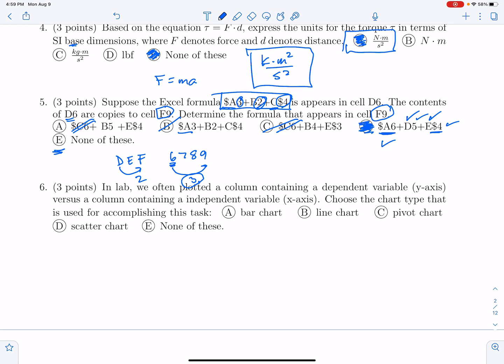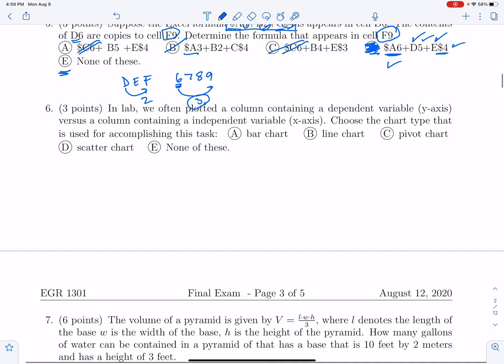All right, next in Excel, whenever we plot a dependent variable on the y-axis and an independent variable on the x-axis, you ended up doing a scatter chart for that. All right, so those are the multiple choice questions for the final exam, 2020 summer.